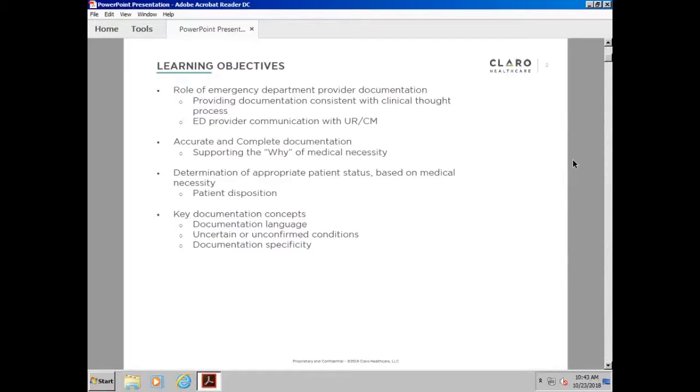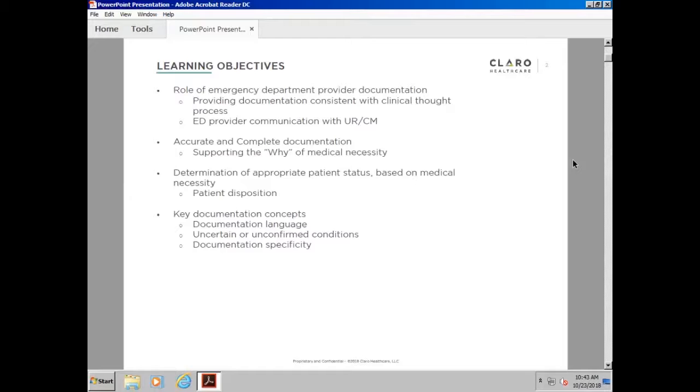And then what we have in the documentation. So we want to accurately and completely support the why, the why of that medical necessity. And the ED physician builds that first story, that presentation, and that helps support the rest of the story later. And we use your documentation definitely for coding. We code from the ED even when they become inpatient. We use those for clinical indicators to support that medical necessity.